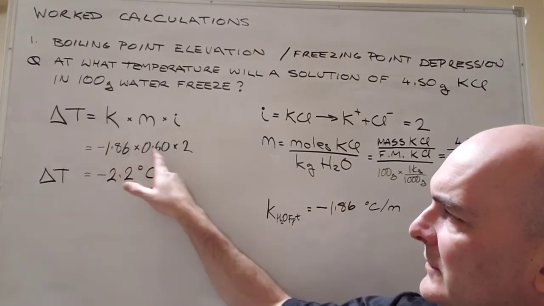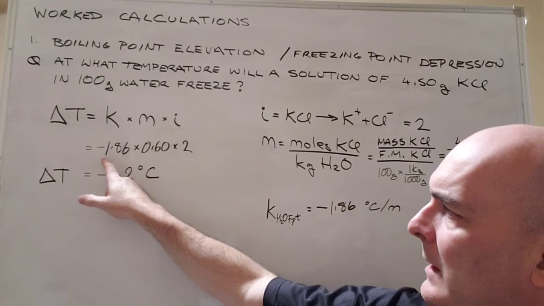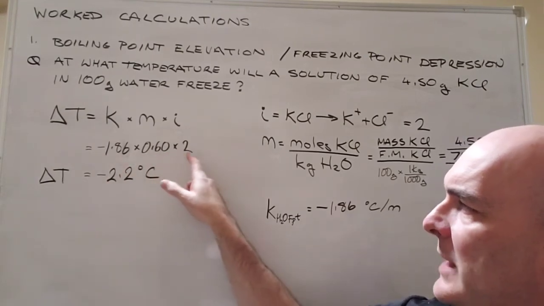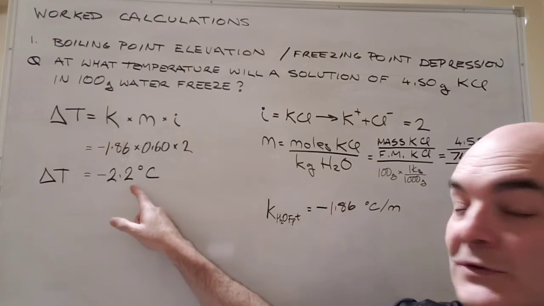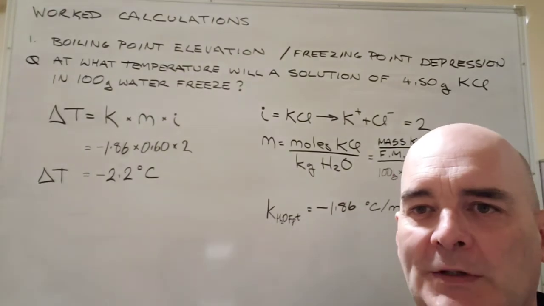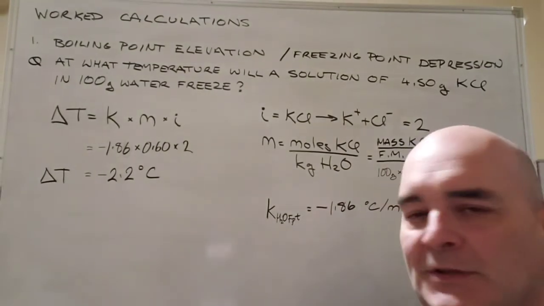And I put the numbers into my equation. Negative 0.186 times 0.60 times 2 equals a freezing point depression of 2.2 degrees Celsius.